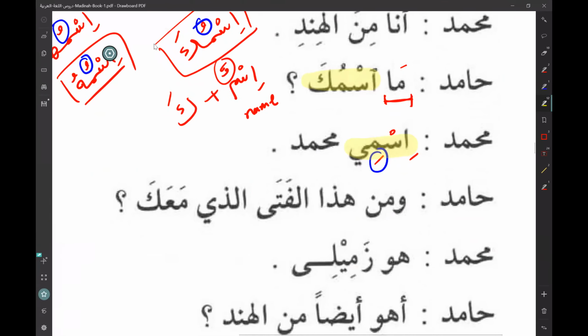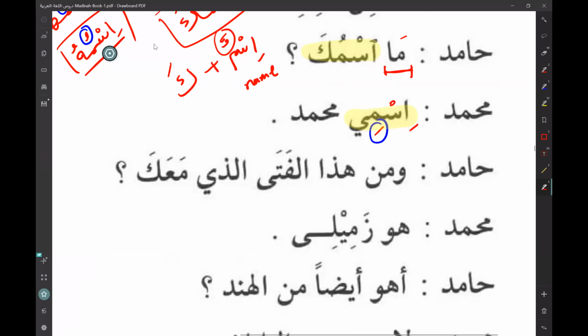Now, then we have man hadal fata. What is fata? Fata is like a young boy. It's not a child. It's not a man. It's like a young man. I can say young man. You understand? Man hadal fata. Who is this young man? I don't know what other word I can use. I just don't like saying young man all the time. Man hadal fata alladhi ma'ak.